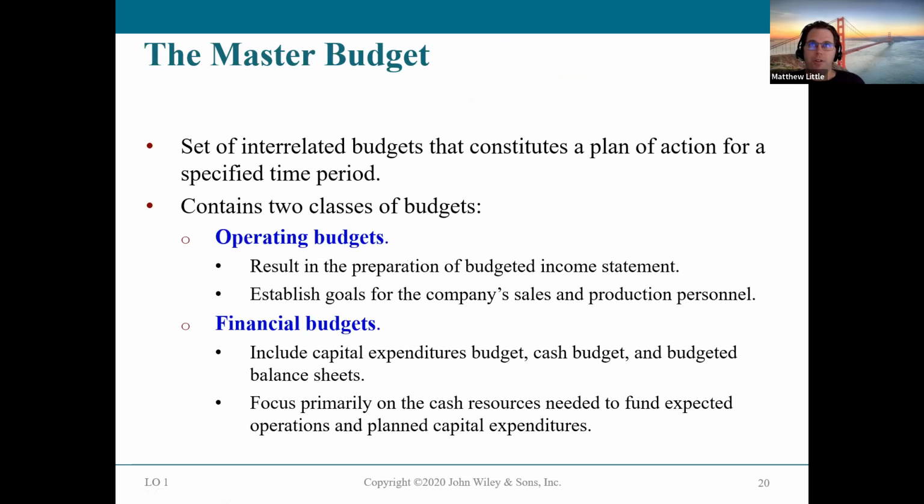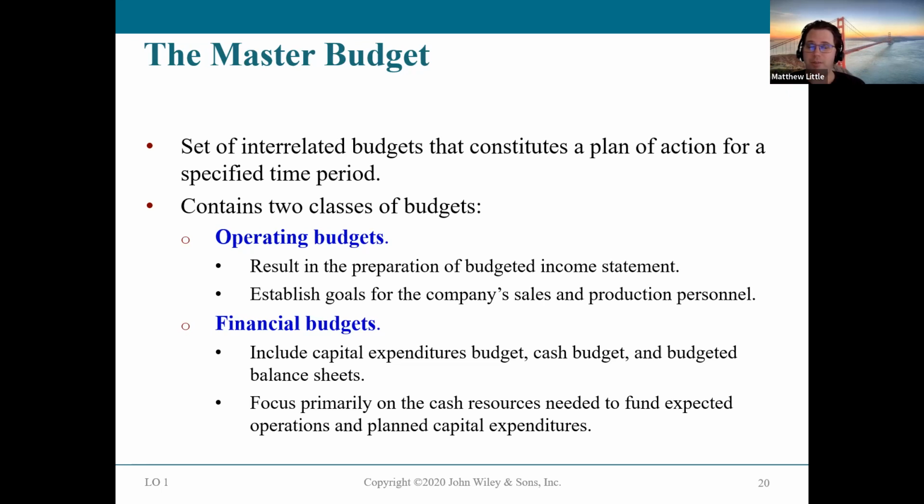So now let's jump over to the master budget here. The master budget looks at all the interrelated budgets. Okay, so you might have a budget by department, might have an operating budget, a financial budget on how you cash flow the business, et cetera. So we've broken it down here. Operating budgets will result in a budgeted income statement, and they typically talk about what your sales targets are and what kind of personnel you'll have.